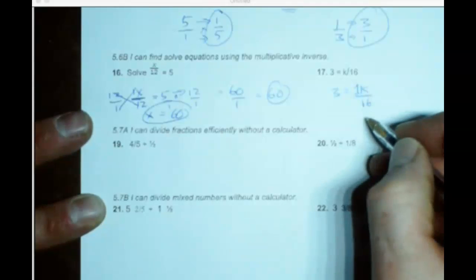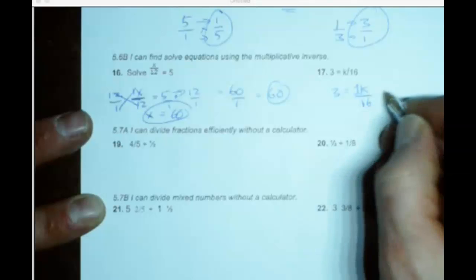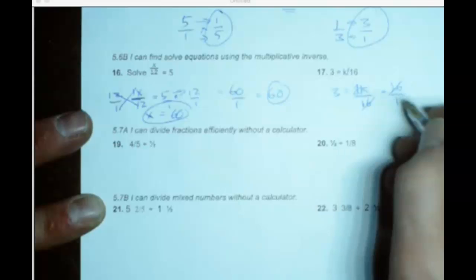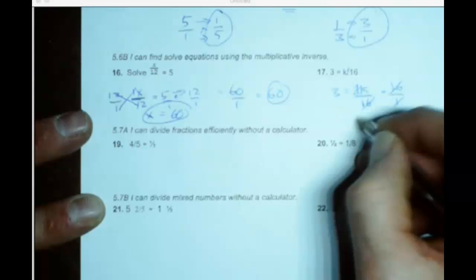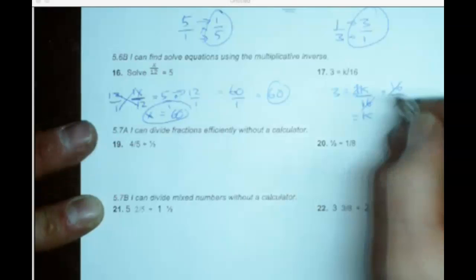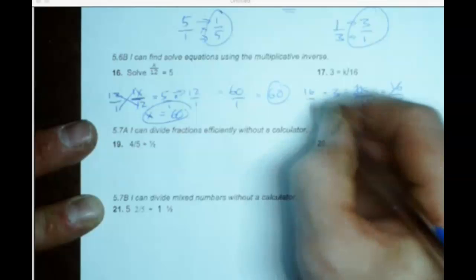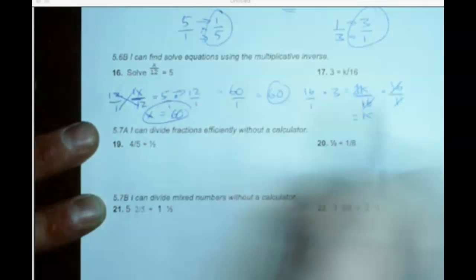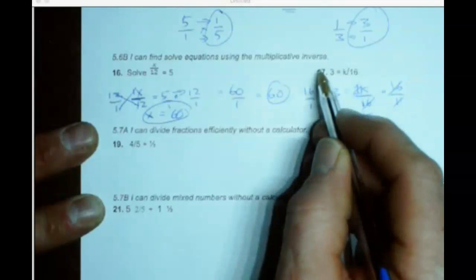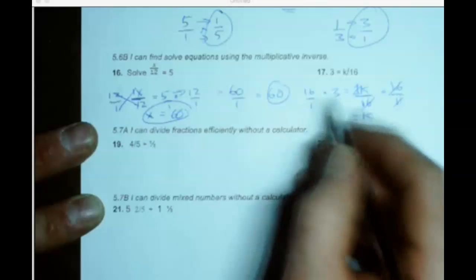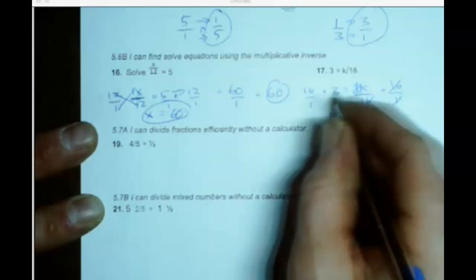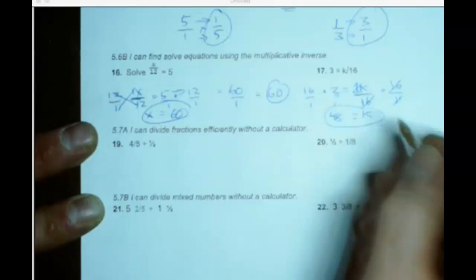1/16 k. Well, the opposite of 1/16 is 16 over 1. The 16s cross off, the 1s cross off. You're left with just plain old k here. But you multiply it by 16 over 1 on this side, you got to do the same on the opposite side of the equation. Because whatever you do over here on this side of the equals, you have to do on the other side of the equals. So you've got 3 times 16, which is 48. You could do 48 over 1, but ultimately your answer there is 48.